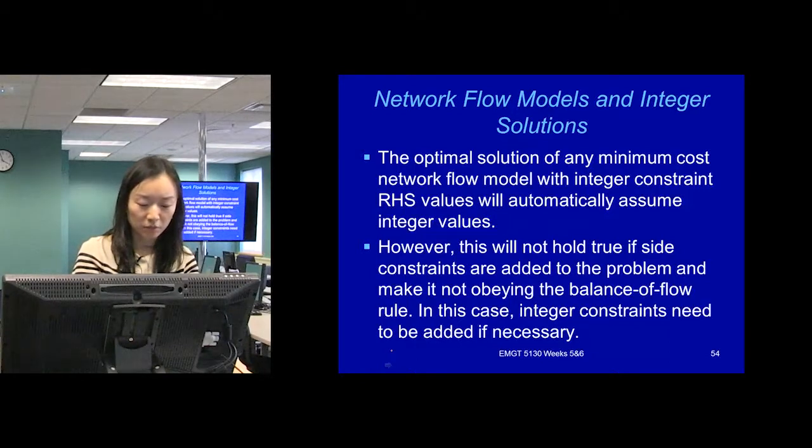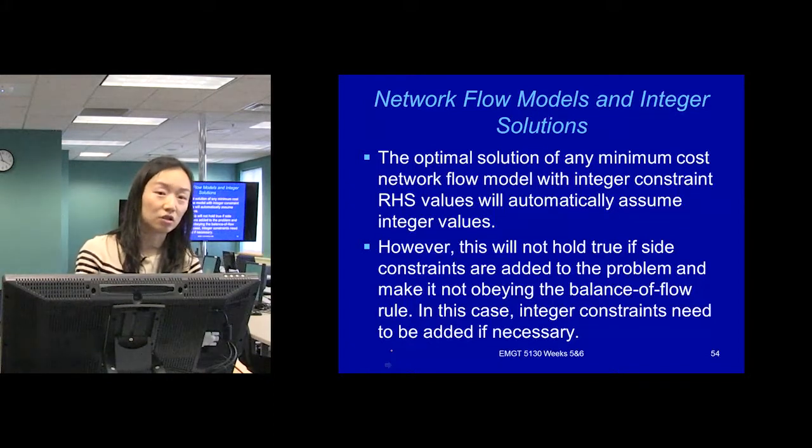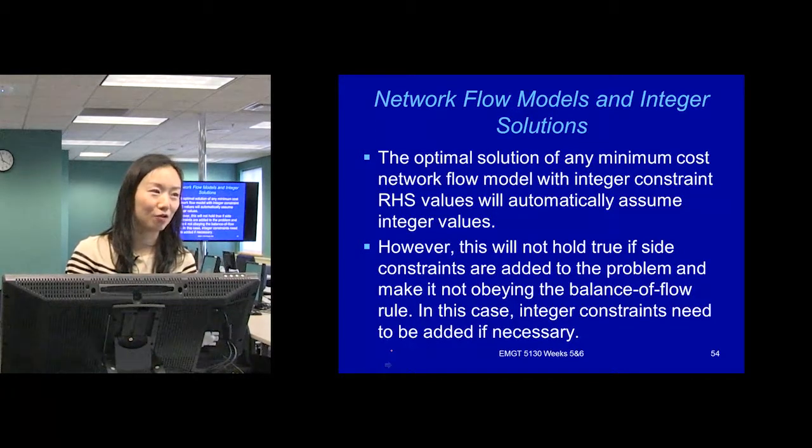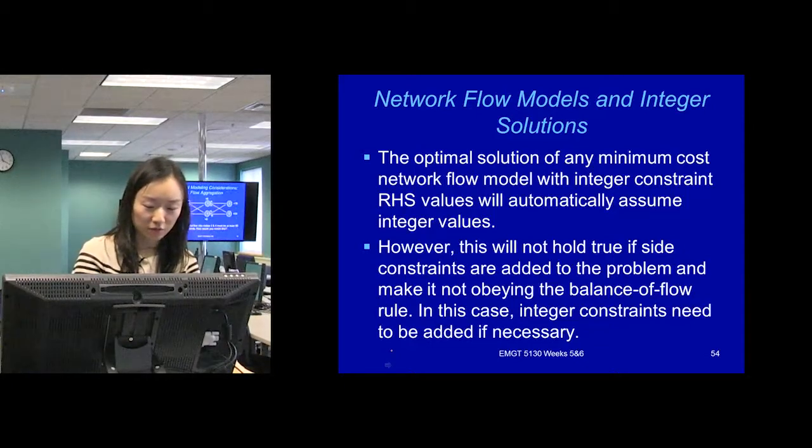I mentioned the benefit of not adding integer constraints. First, integer problems solve slowly. Second, more importantly, you won't get a sensitivity analysis report if you add integer constraints. And we spent one week talking about how sensitivity analysis can be useful in revealing some business information. So that's why it's not preferred to do that.